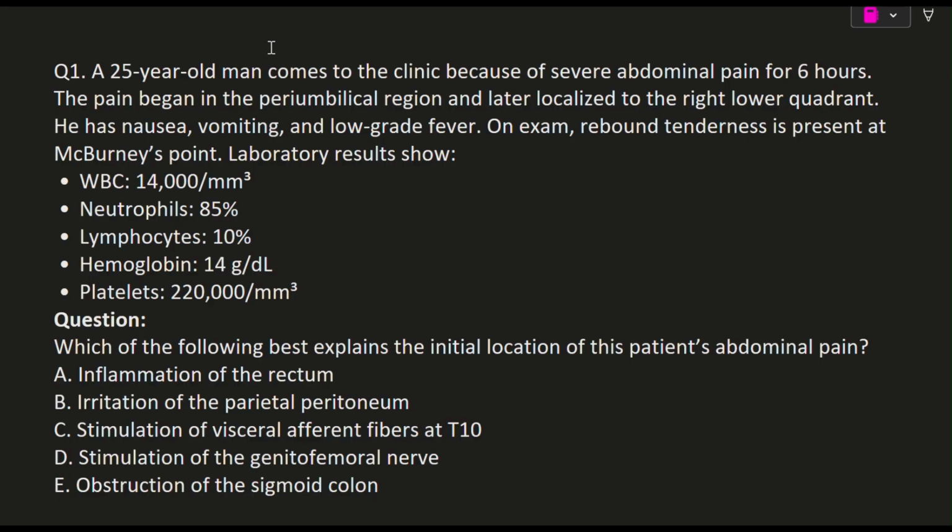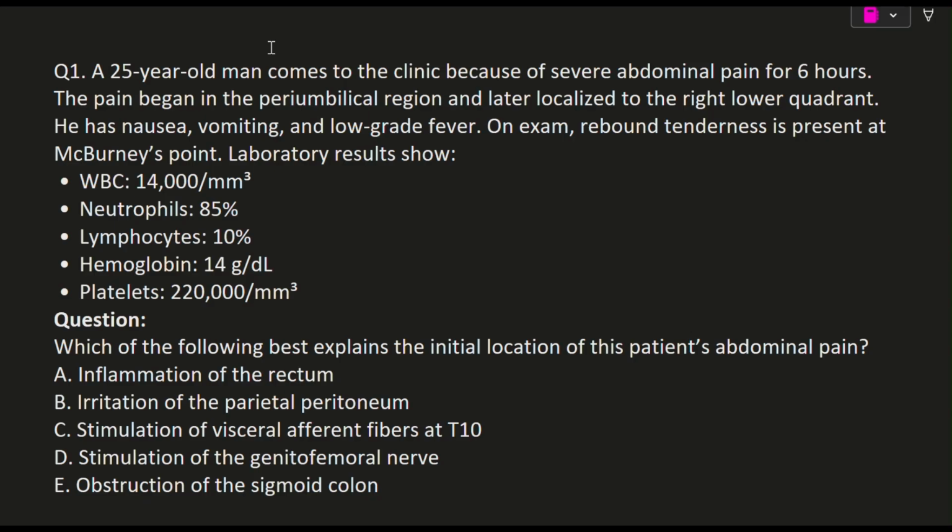Let's start with question 1. A 25-year-old man comes to the clinic because of severe abdominal pain for 6 hours. The pain began in the periumbilical region and later localized to the right lower quadrant. He has nausea, vomiting, and low-grade fever. On exam, rebound tenderness is present at McBurney's point.